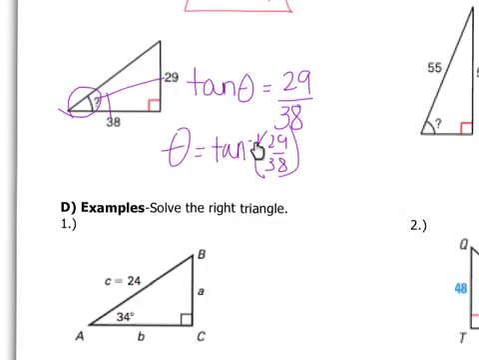Usually, your inverse trig is your second button. So second tangent usually will give you the inverse tangent. And then of 29 divided by 38, hit enter, and you should get the angle measure.